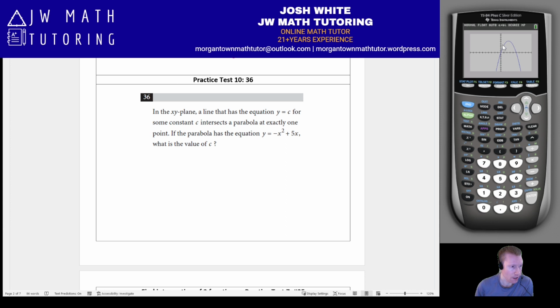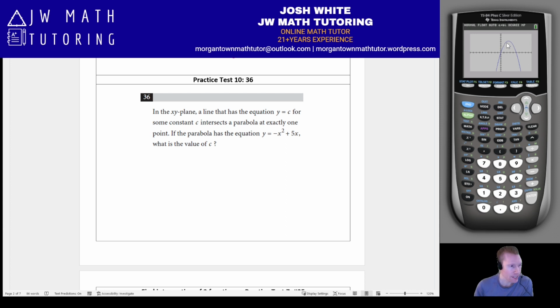quadratic graph is right at the top here at its maximum point, or in other words, at its vertex. Any other horizontal line that is not at the vertex is basically going to intersect it twice. Once on the left and once on the right.